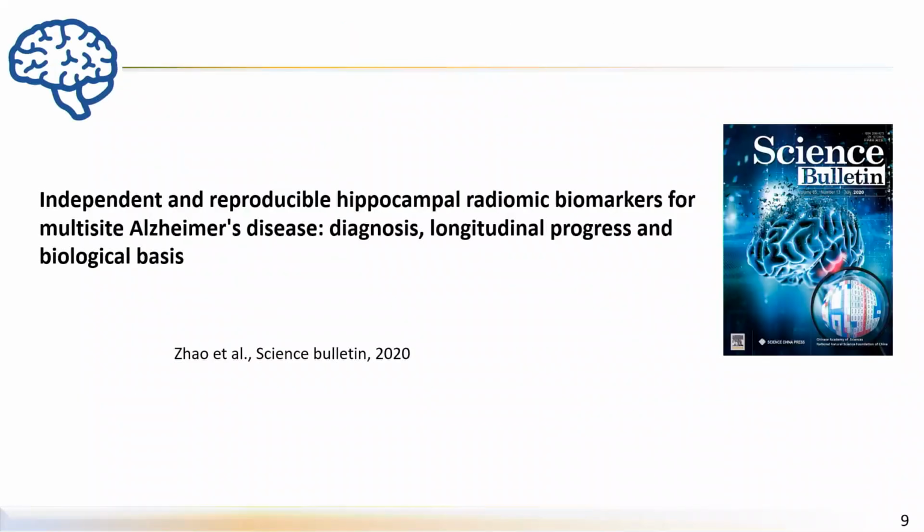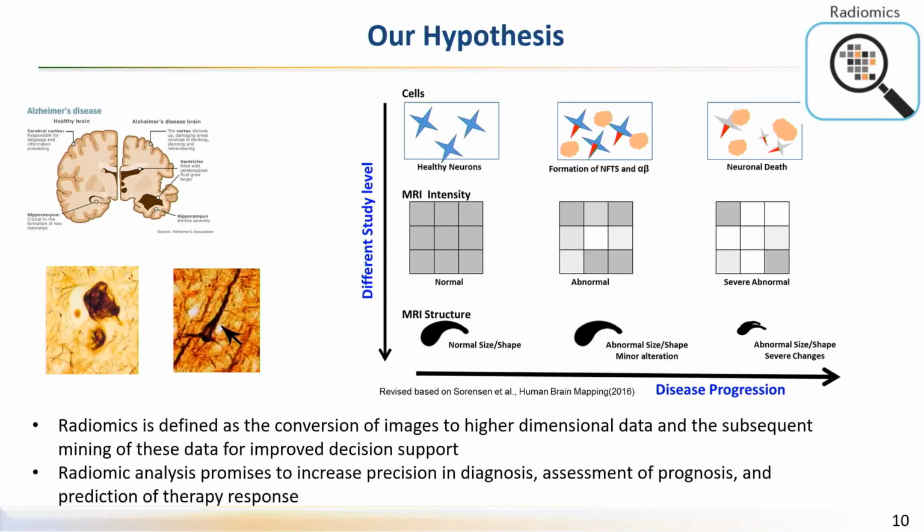Alzheimer's disease is known to target the hippocampus regions. Therefore, the first example is about hippocampus radiomics features in Alzheimer's disease. The hippocampus undergoes microstructure changes before severe atrophy, and pathological changes such as neurofibrillary tangles or A-beta are not directly detectable at the current resolution of clinical MRI.